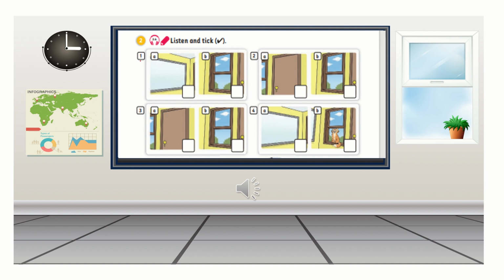For example, number 1. What's this? It's a whiteboard. What about this? What's this? A window. So we are going to tick either a whiteboard or a window. And here, what's this? A door. Very good. And here we have a window. Then what do we have here? What's this? It's a door. What's this? It's a window. And here we have a whiteboard. And here we have a cat. Okay. Now listen and tick.